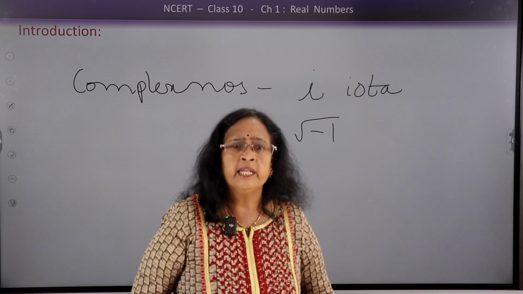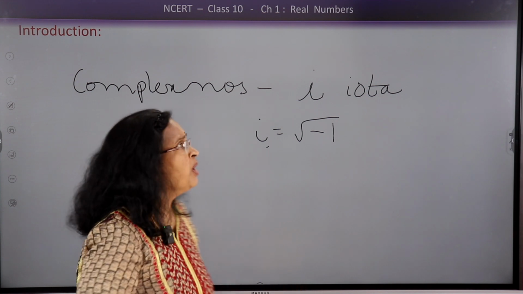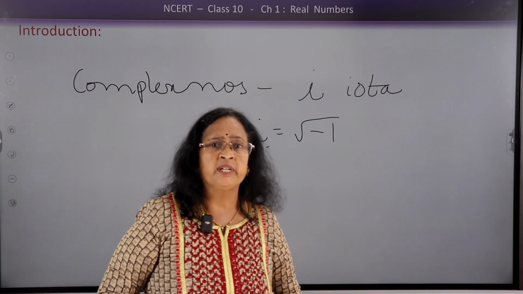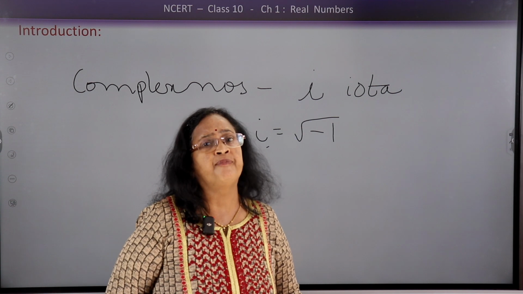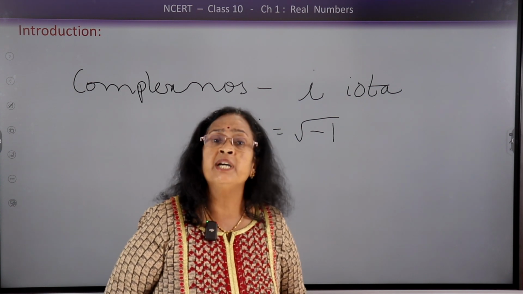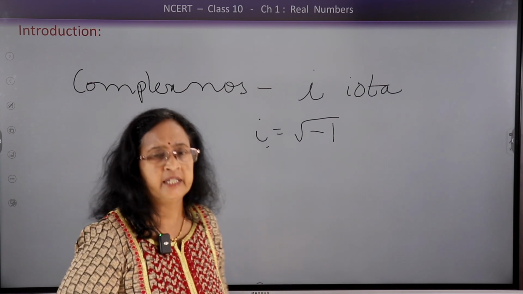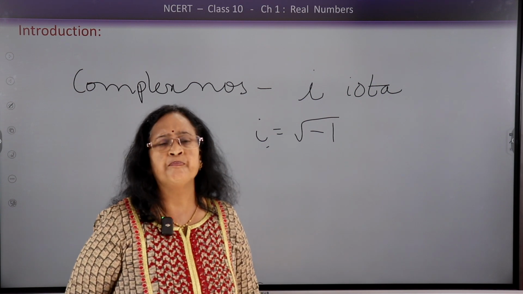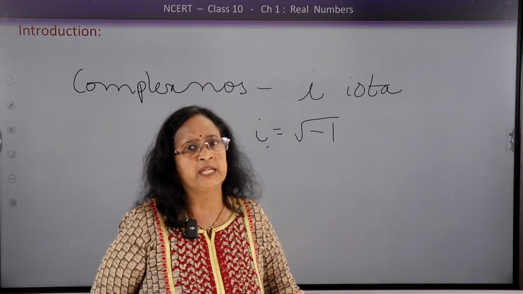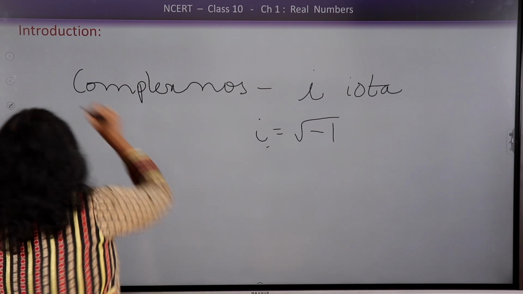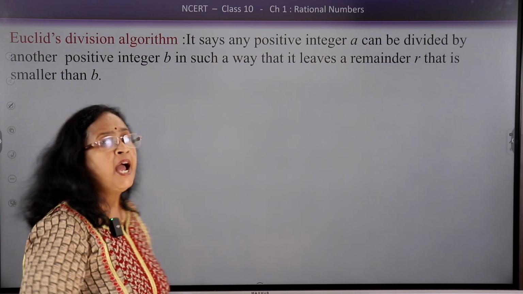Now, in this chapter, the positive integers are dealt with. We will be doing two very important fundamental theorems. First is the fundamental theorem of arithmetic, the second is Euclid's division algorithm. These two are the most important things done in this chapter. The whole chapter is based on these two theorems. Now we come to the first theorem, which is Euclid's division algorithm.